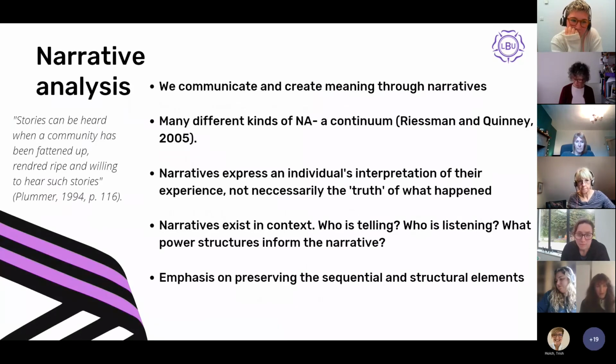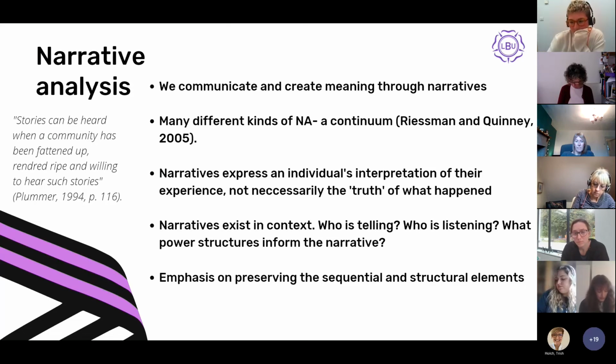So before I talk about the method that I've chosen to adopt, I do want to briefly mention some of the key features of narrative analysis more generally. It's important to acknowledge that as humans, we communicate and create meaning through narratives every day of our lives. For instance, at the start of this session, I told you a little bit about who I am, my name, what I do, and my institution. And this initial introduction is an example of an autobiographical narrative. It helps you as an audience to make sense of who I am as the storyteller.